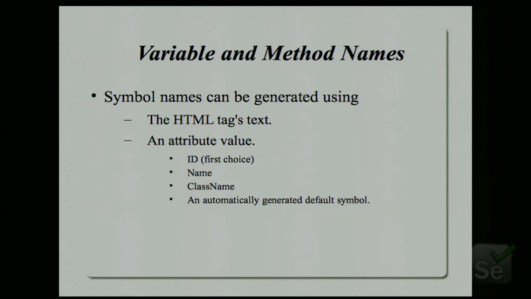Here's another problem I had to solve: symbol names. For your member names within your page object, and your method names, what should I do with that? Just generate some arbitrary ones? Well, no, I decided to do that intelligently. So I use the HTML tag's text, if there is some. I also use attribute values. And if I have neither of those, I generate the symbols using a generic default. And symbol names are unique within the generated page object, as they would have to be.